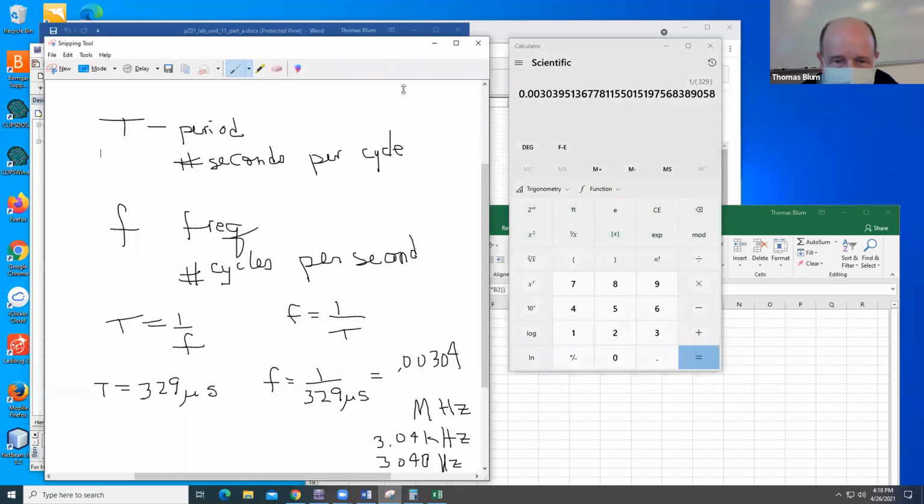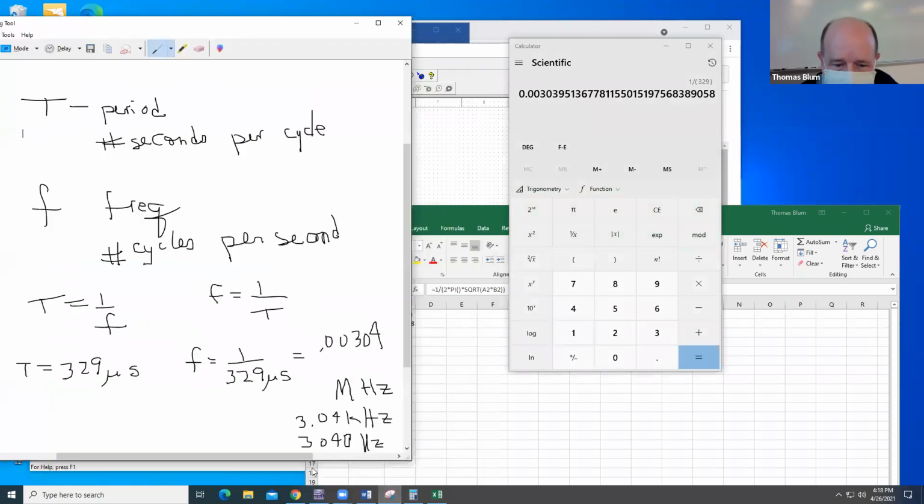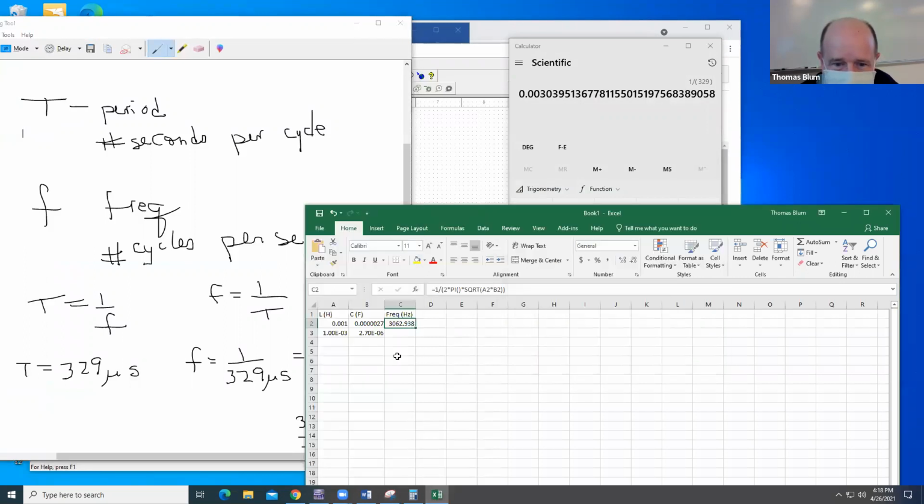And down here was my result just converted into hertz, 3040 I got. And here I'm getting 3060. So that's a fair enough comparison. We're happy with that. I'm going to copy this down just to that other row. I should get the same answer because these were the same numbers, just input a different way.